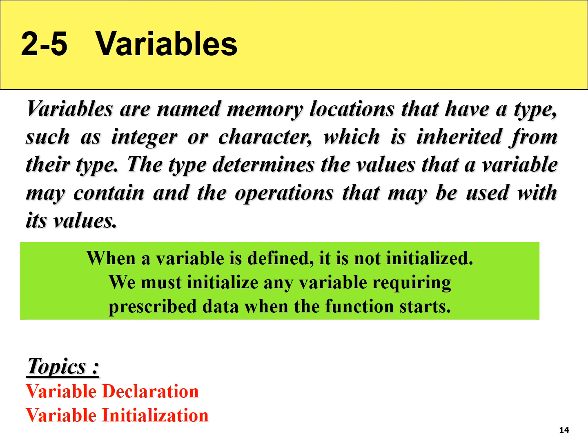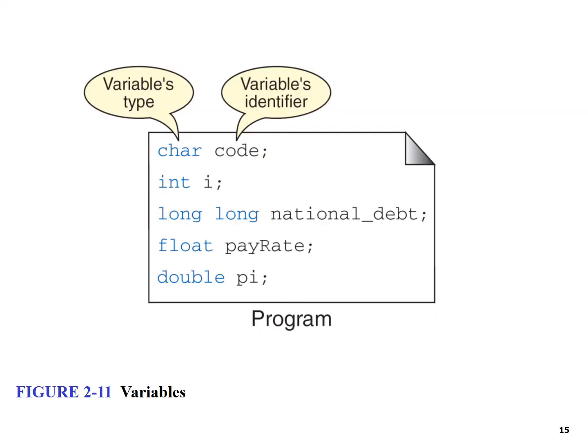Then the variables are the named memory locations that have a type such as integer, character, which is inherited from their type. The type determines the values that a variable may contain and the operations that may be used with its value. When a variable is defined, it is not initialized. We must initialize any variable requiring prescribed data when the function starts.